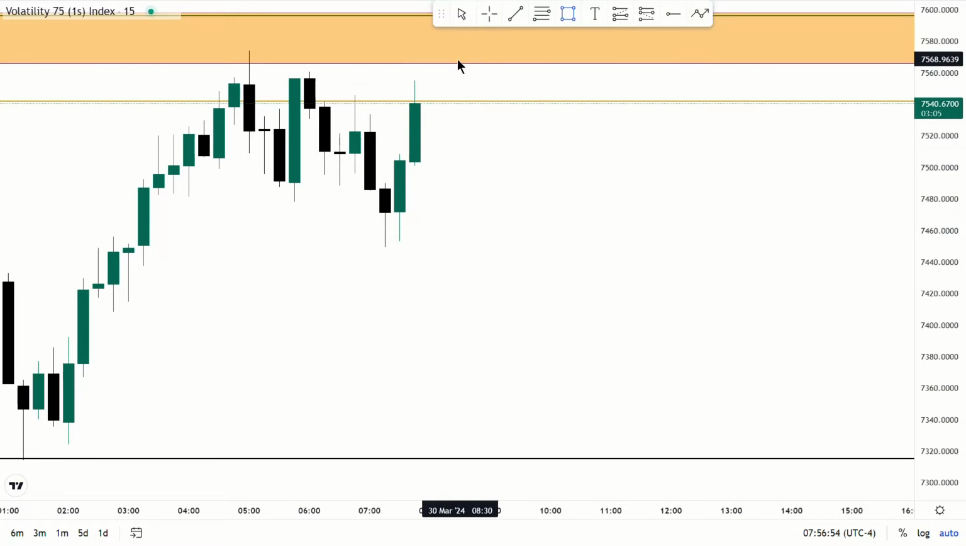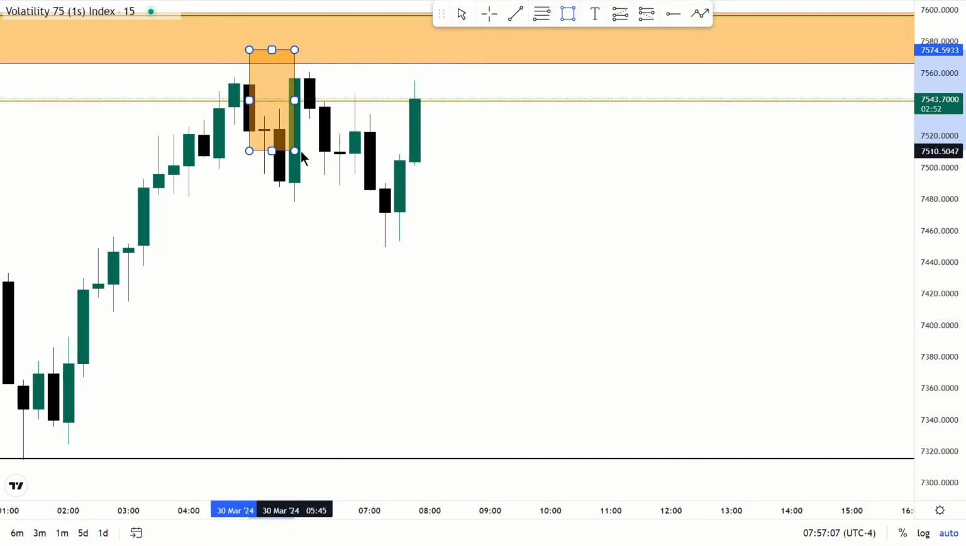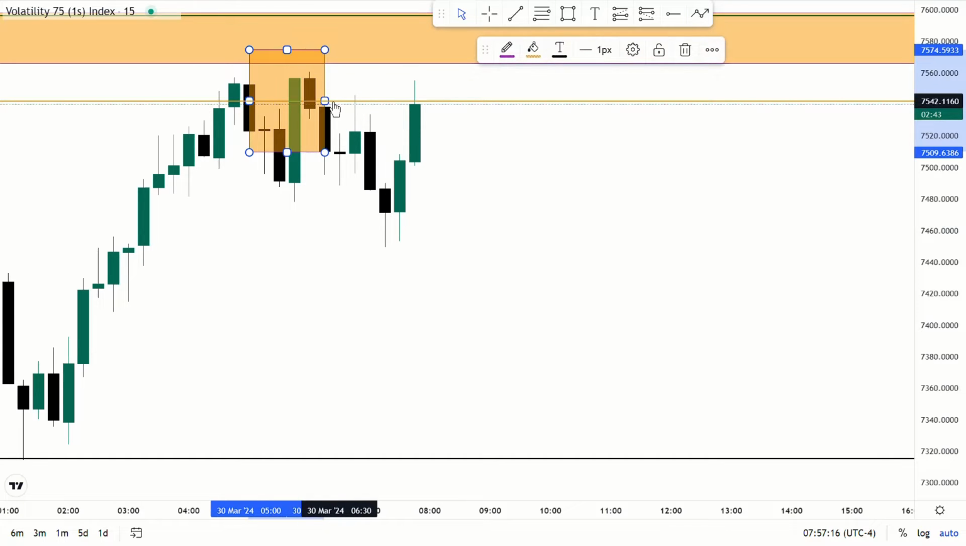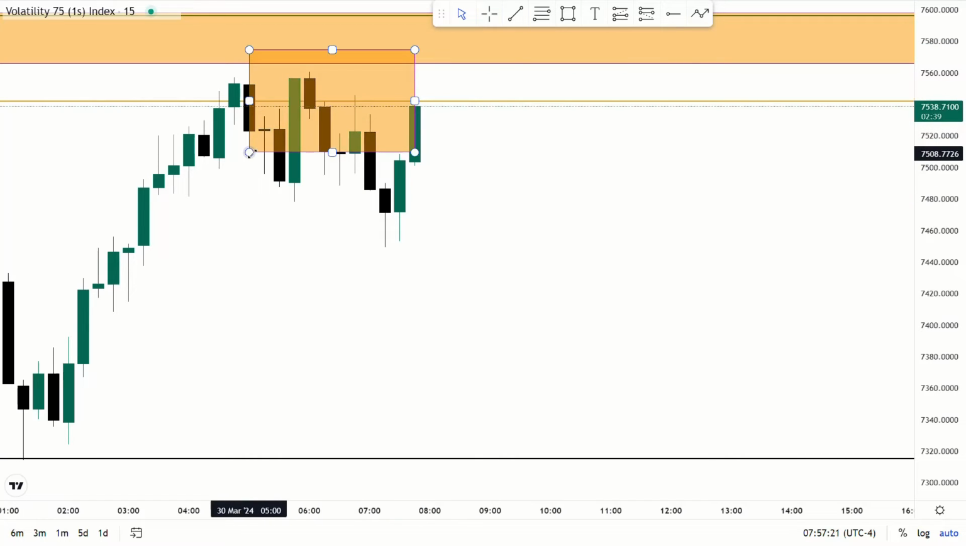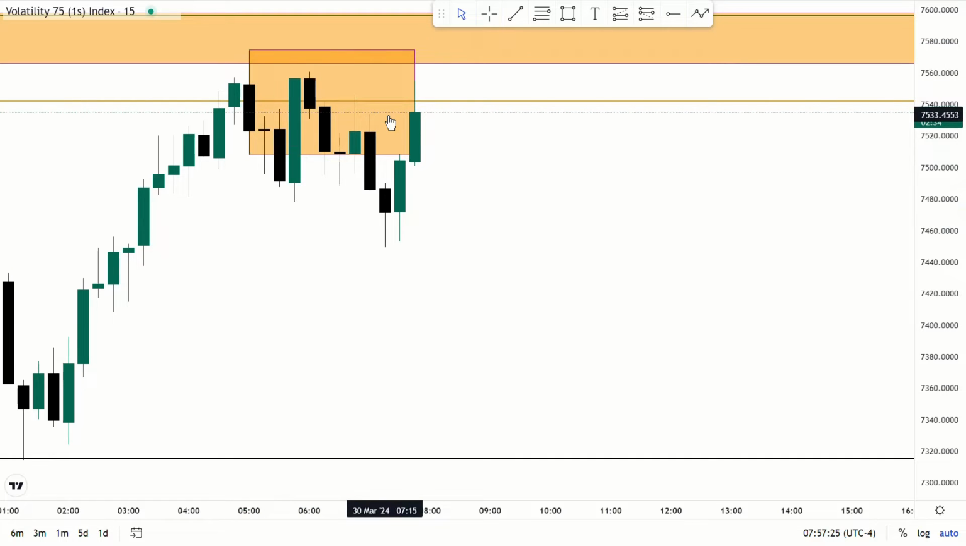If you go to the Volatility 75 (1s) index, you can clearly see that it's still going up. Let me just do that. We'll concentrate on this single candle order block.